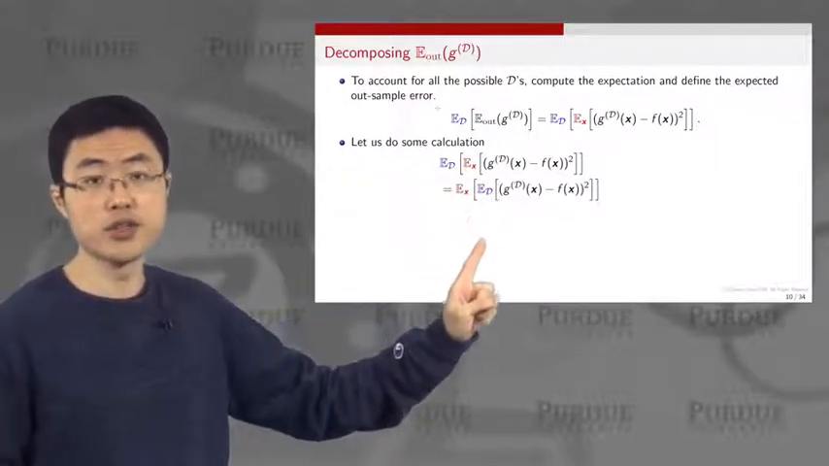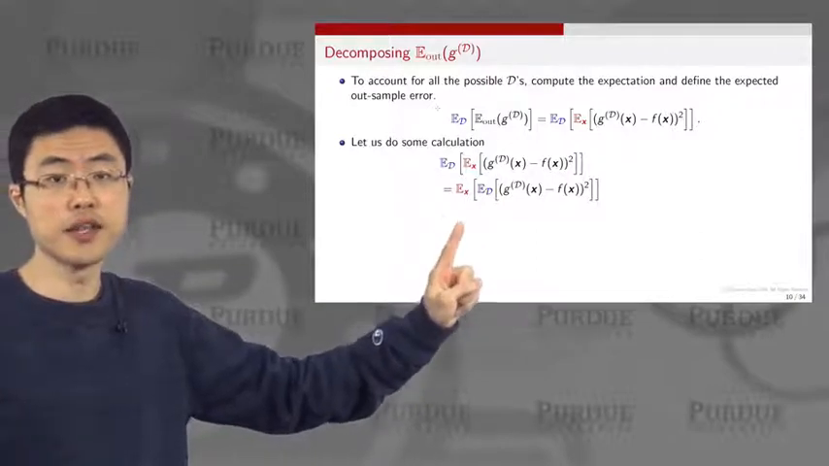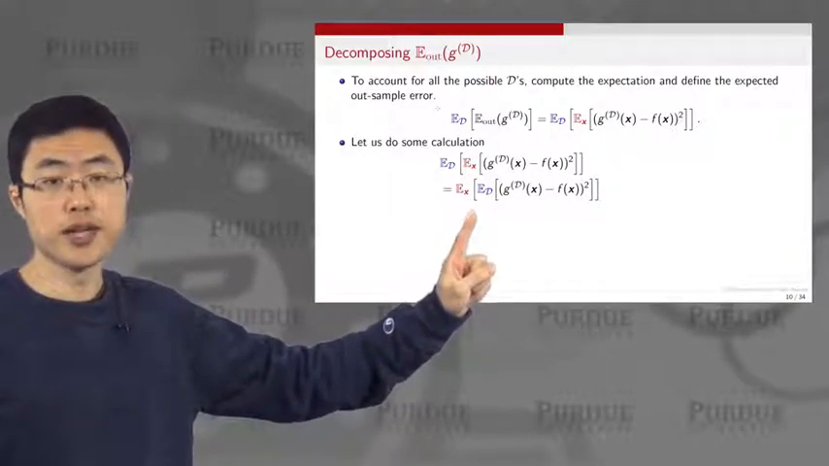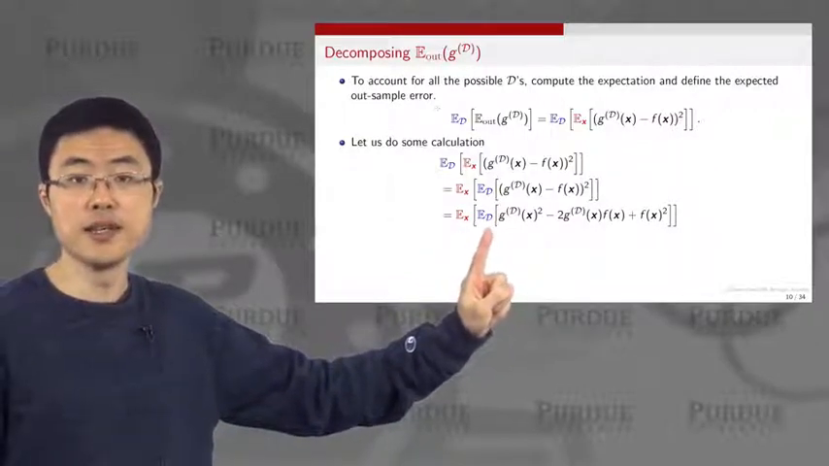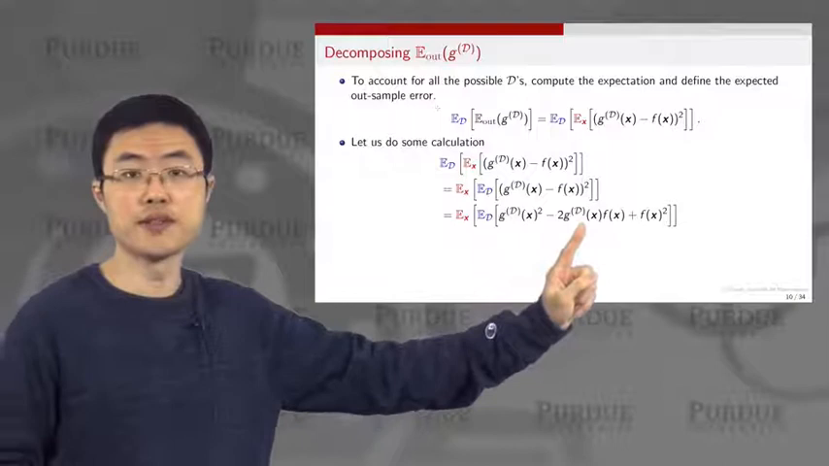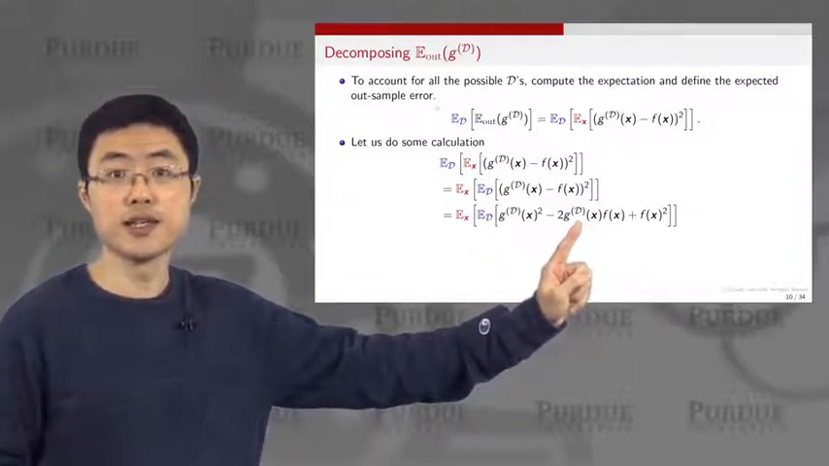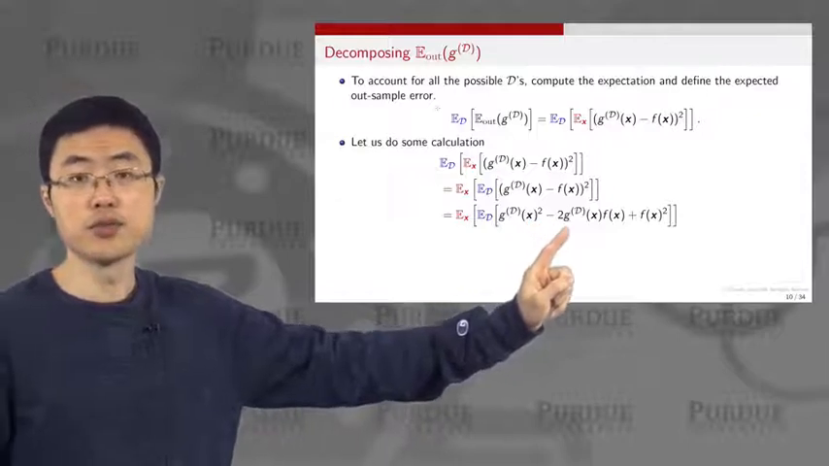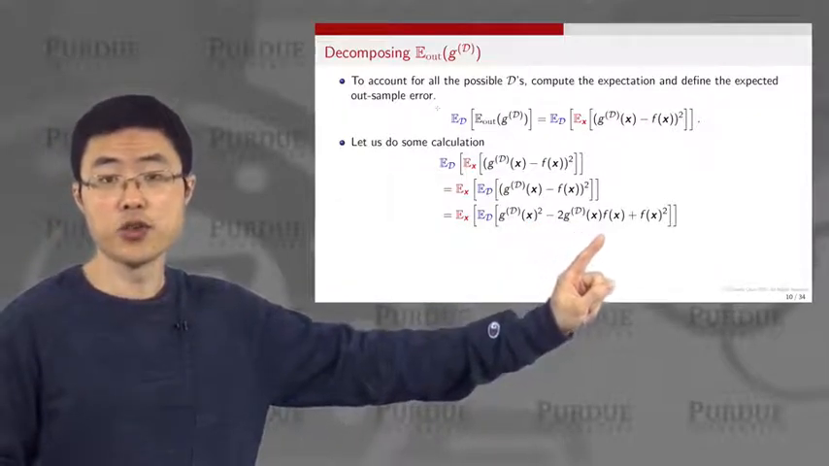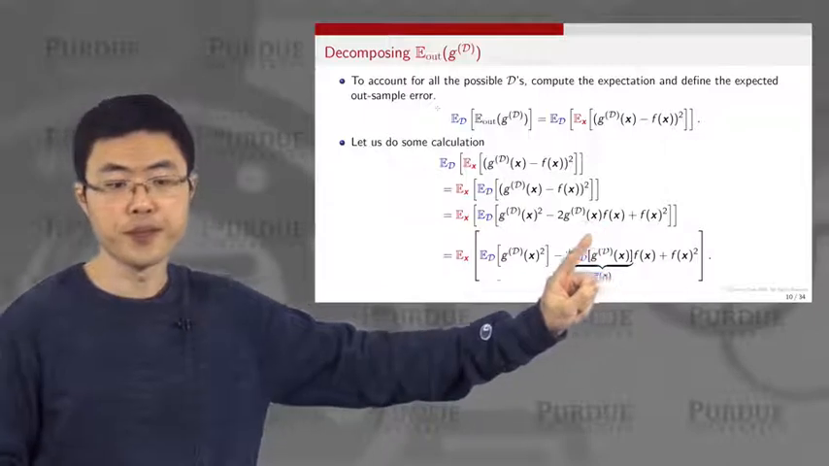And now I can switch the order of expectation X and expectation D to get to this equation. And now I can also further expand the equation into these three terms. Now you can see that the first term is the square of the g, and the second term is 2 times g and f. The third term is just the f square.